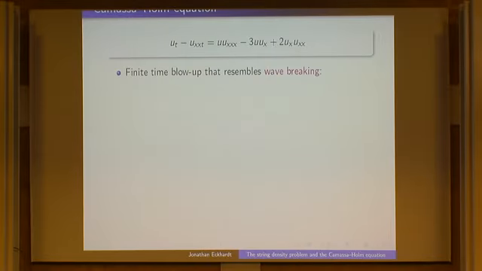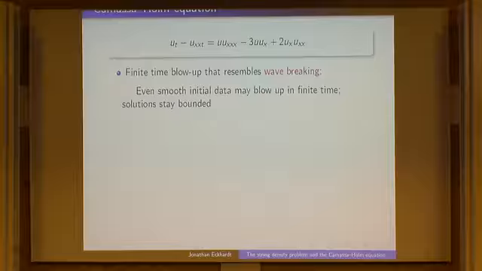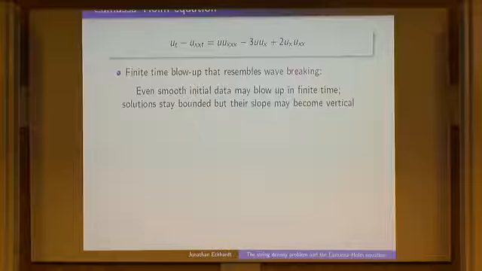So first of all, I said it allows finite time blow-up, which looks like wave breaking to some extent. This means that even if you start with smooth initial data, it can lead to blow-up in finite time. This blow-up happens in such a way that the solution stays uniformly bounded in H1 norm, but the slope of the derivative may become vertical in finite time. And hence, this looks like wave breaking.